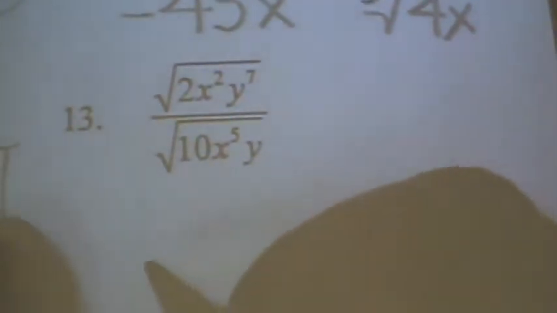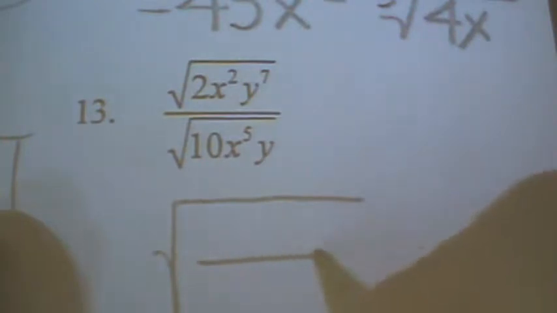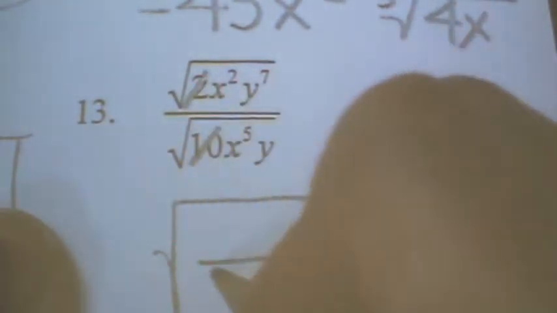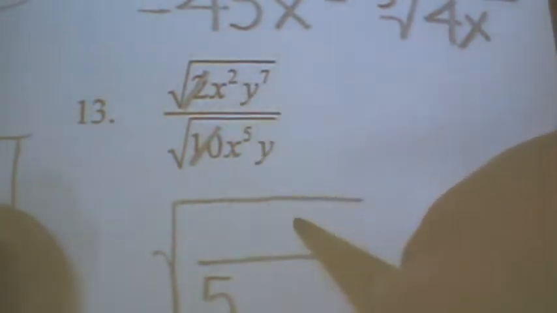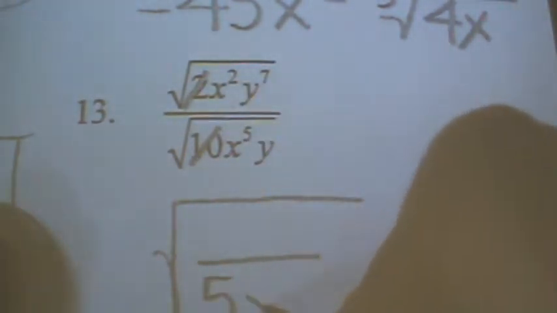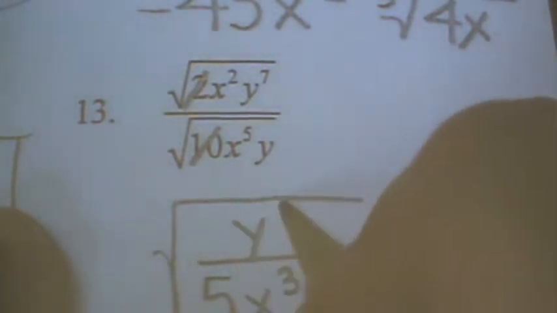What simplifies? 2 goes into 10 how many times? 5. How about the x's? X is negative 3, on the bottom. And what about the y's? Y is 6 on top.